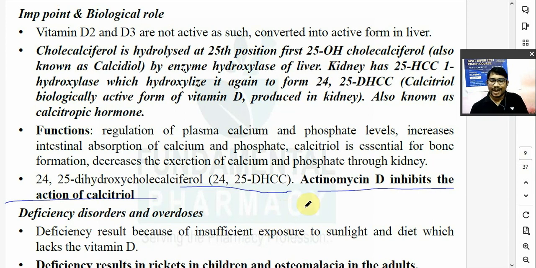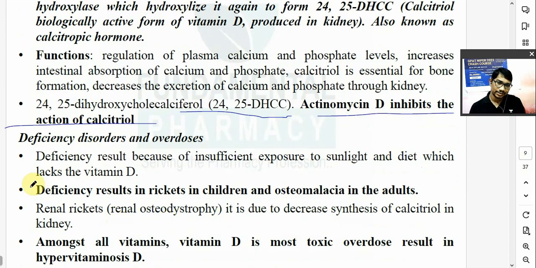Now deficiency of vitamin D. Deficiency results because of insufficient exposure to sunlight, and that's why it mostly occurs in northern people. People from North India do not get proper sunlight there, that's why they have more deficiency. It is also not being supplied from the diet. So deficiency is because of insufficient exposure to sunlight and lack of vitamin D containing diet.